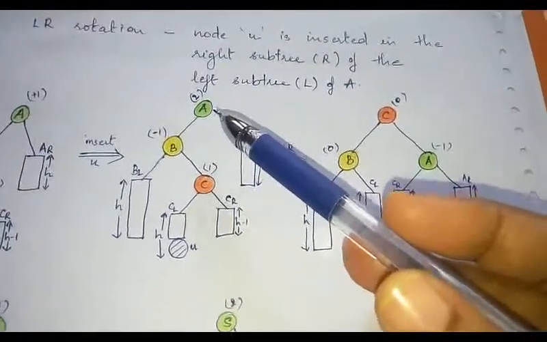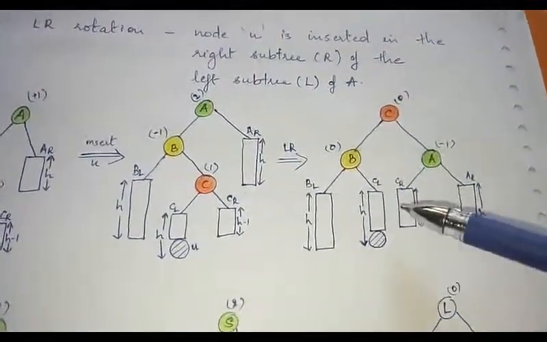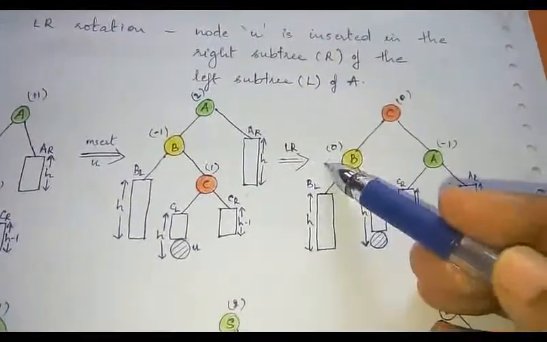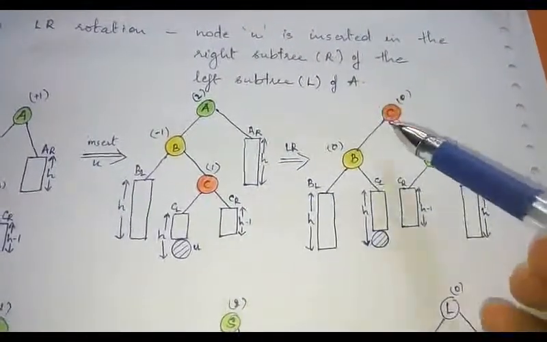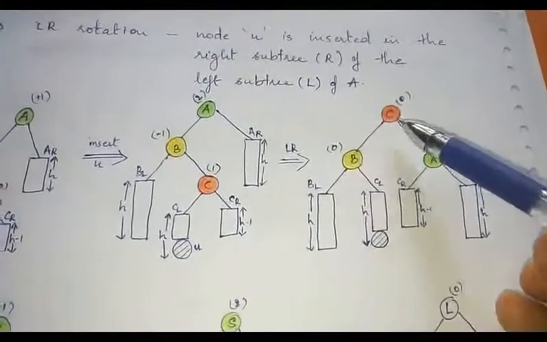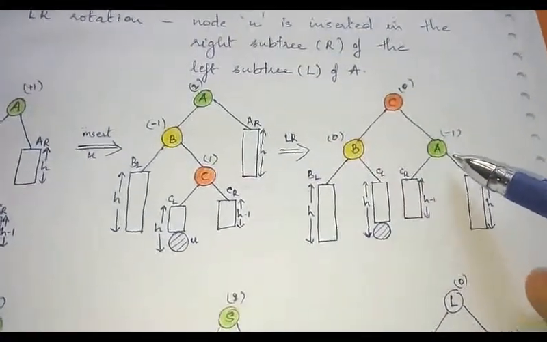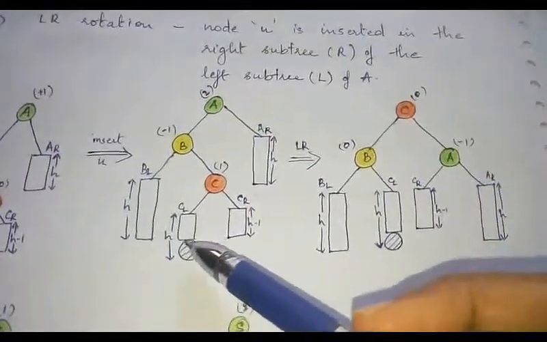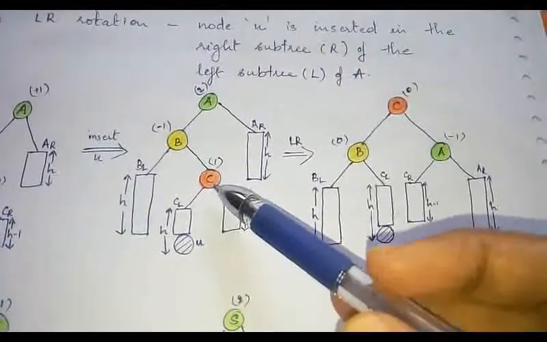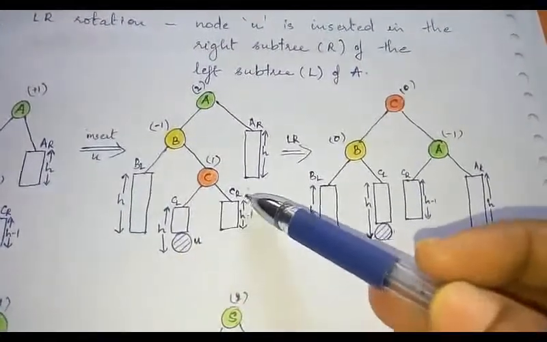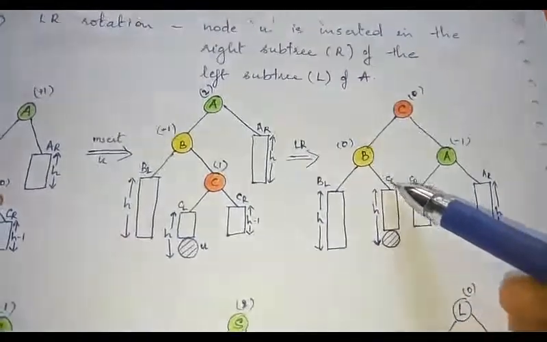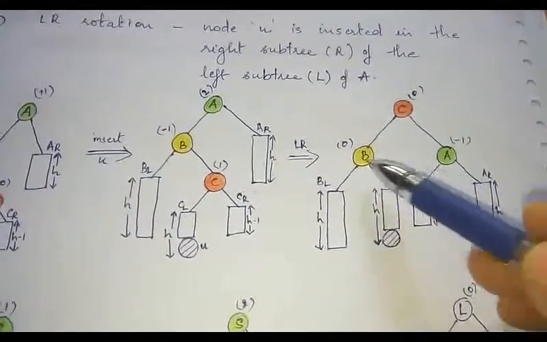Only then will this tree be balanced. So for LR rotation, you have to make C the root, put B to the left and A to the right of C. Now the child nodes of C, that is the subtrees of C, CL and CR, will be attached to B and A, to the vacant spaces in B and A.